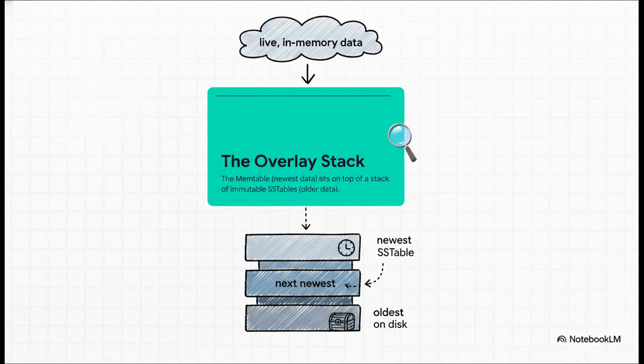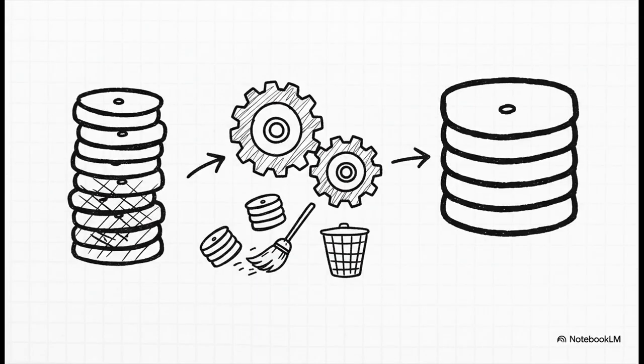So what you end up with is this kind of layer cake of data. The live, in-memory memtable with all the newest writes is right on top. And underneath it, you've got this stack of older, unchangeable SS tables on disk. So when you need to read something, Bigtable just checks the top layer first, the memtable. If it's not there, it checks the next SS table down, and so on. The first one it finds is, by definition, the most recent version. Simple.